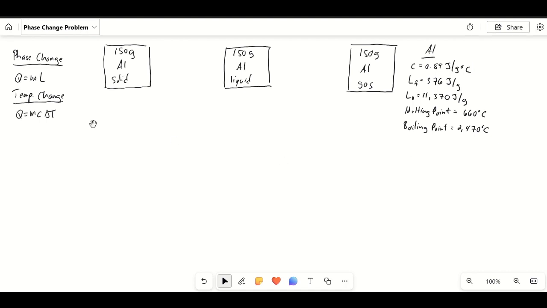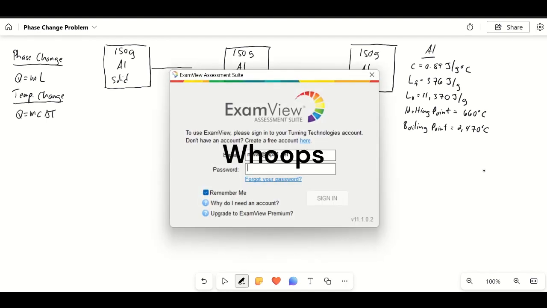Anytime we have a problem like this, if there's a phase change, then we use Q equals ML. If there's a temperature change, then we use Q equals MC delta T, to find out how much energy is required. So we'll start with a solid, and then we go from a solid to a liquid.